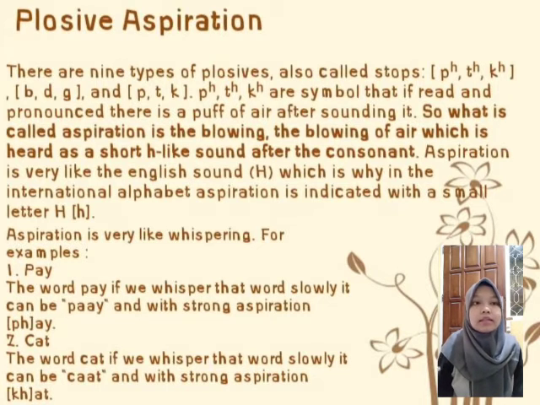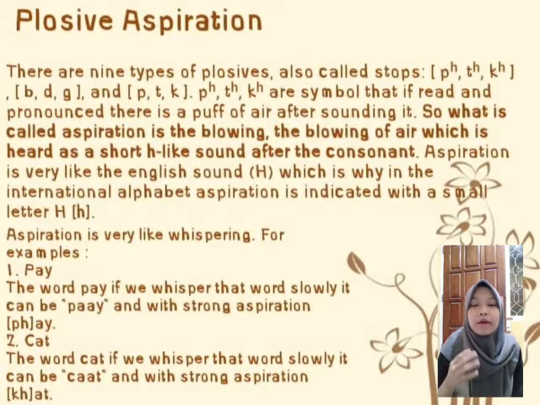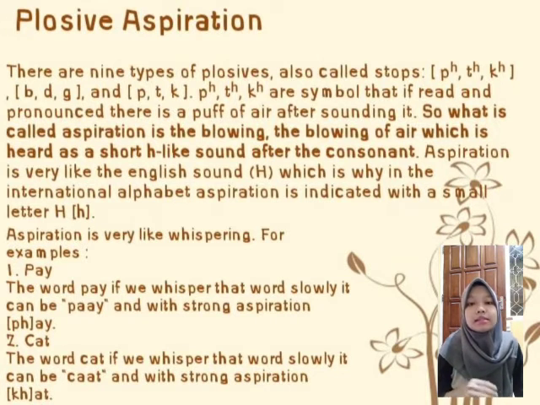P, t, k are symbols that, when read and pronounced, have a puff of air after sounding them. So what is called expiration is the blowing of air, which is heard as a short H-like sound after the consonant. Expiration is very like the English sound H, which is why in the international alphabet expiration is indicated with a small letter h.